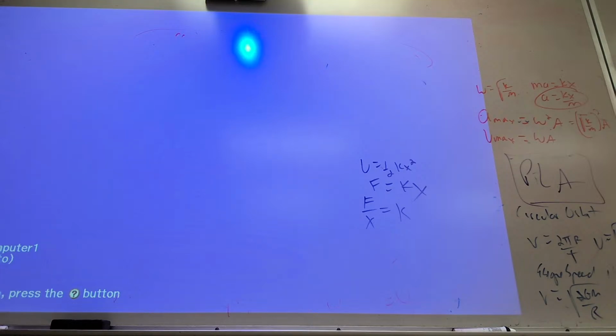What type of equation? Anybody? Something falls. What is the most common thing we do? What do we do? Conservation of energy.